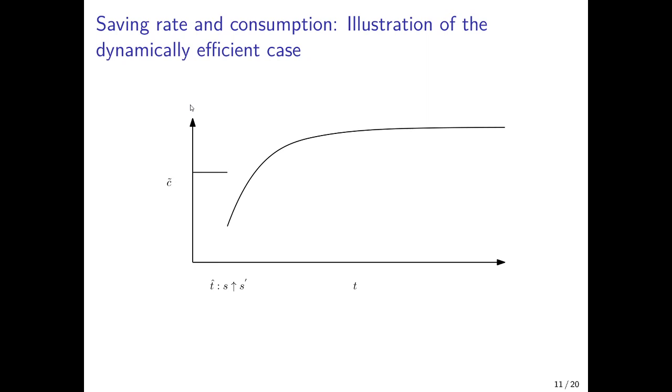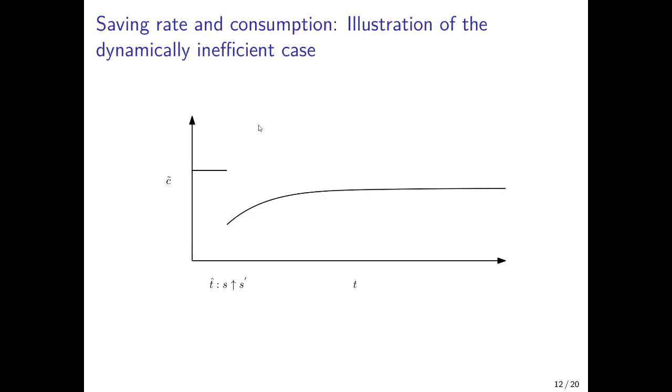This is further illustrated in the next two figures, where we have consumption per unit of effective labor on the vertical axis and time on the horizontal axis. We assume that we start in the steady state, so consumption per unit of effective labor is constant, but then at some point t hat, the saving rate increases from S to S prime. This is the case of a dynamically efficient economy. When the saving rate increases, I make a sacrifice in short-run consumption in order to be able to consume more in the long run. So I have a typical intertemporal trade-off. I sacrifice consumption and utility in the short run, but I gain in the long run.